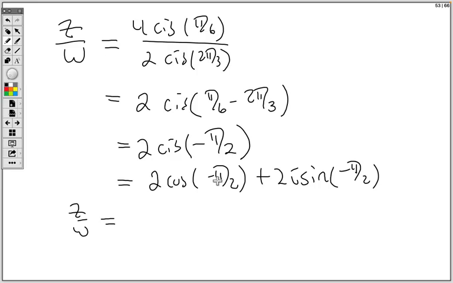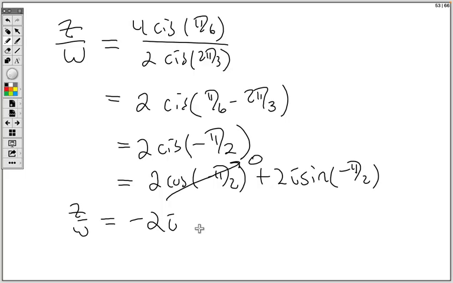Cosine absorbs the negative. It's an even property. Cosine of pi over 2 is 0, so that's going to zero out. The negative on the sine can come out front. Sine of pi over 2 is 1. So z divided by w ends up being 2i. Which, once again, you could get by taking z over w and then rationalizing the denominator, which is something you may or may not remember how to do with complex numbers, and you'd arrive at that answer as well.